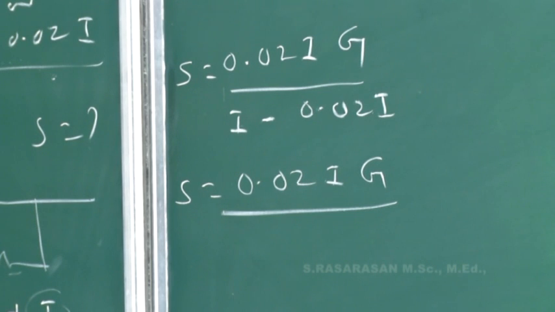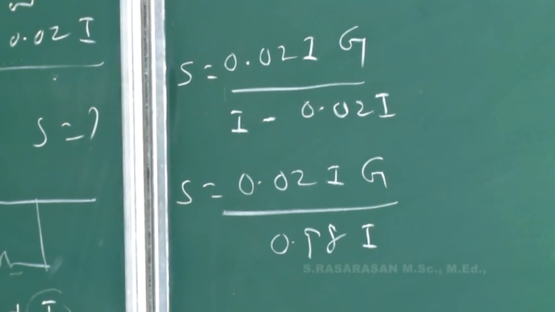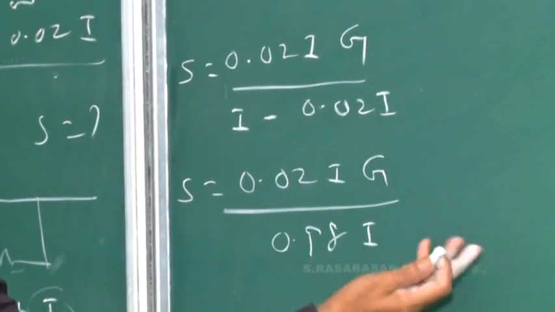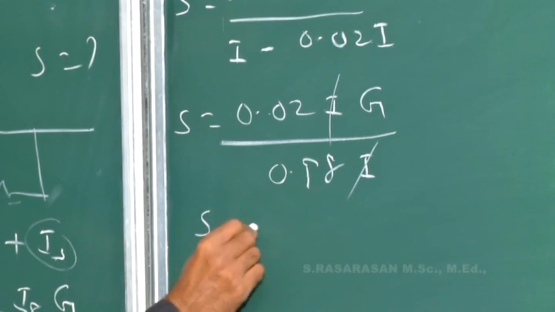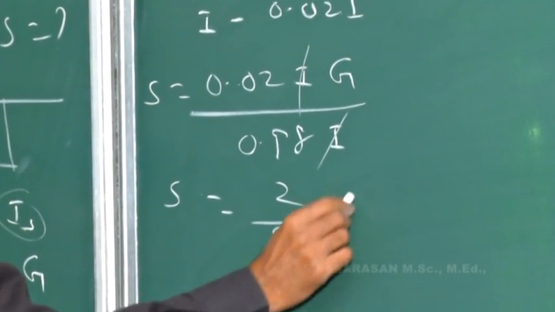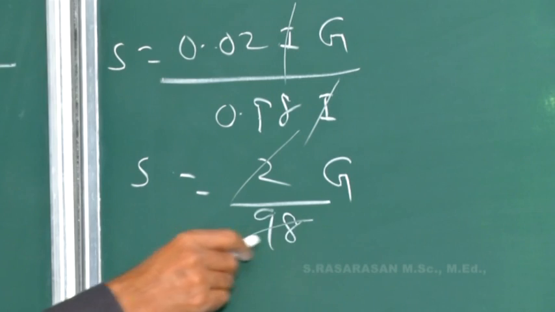Subtract 0.02 from 1, that is 0.98 I. Correct? I remains as it is. Subtracting 0.02 from 1 gives 0.98. That's all, we have cancelled I. Remove the 2 decimals. S is equal to 2 by 98 into G. 2 by 98 cancel, we get 49.